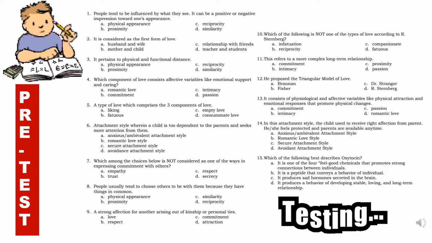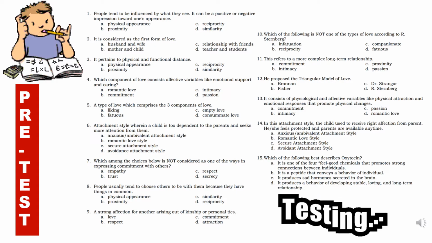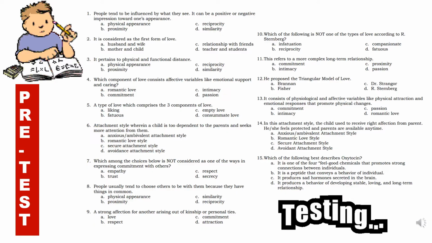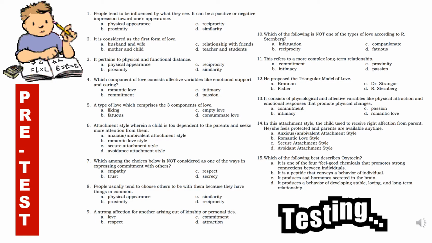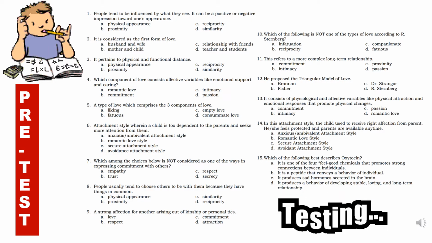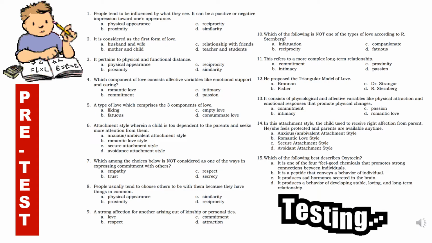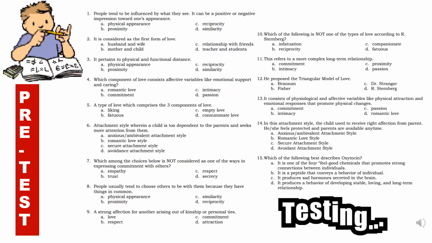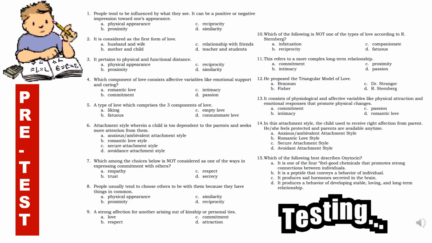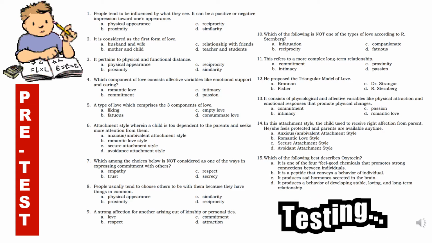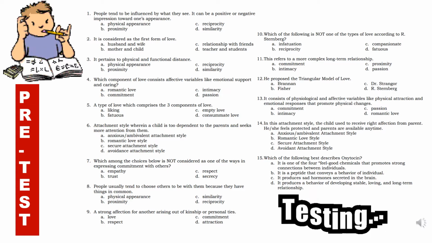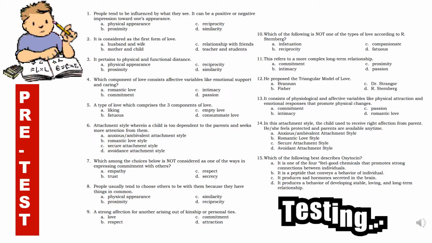4. Which component of love consists of affective variables like emotional support and caring? A. Romantic love. B. Commitment. C. Intimacy. D. Passion.